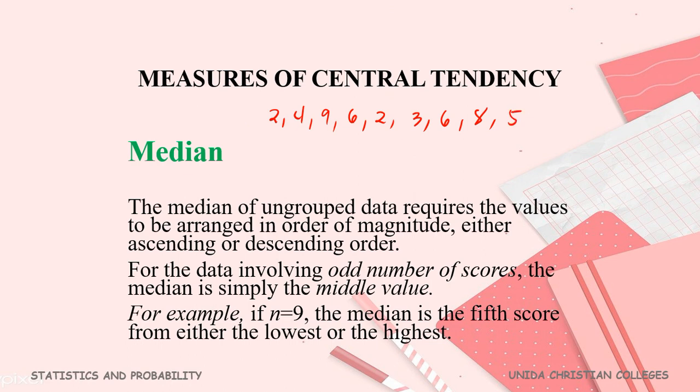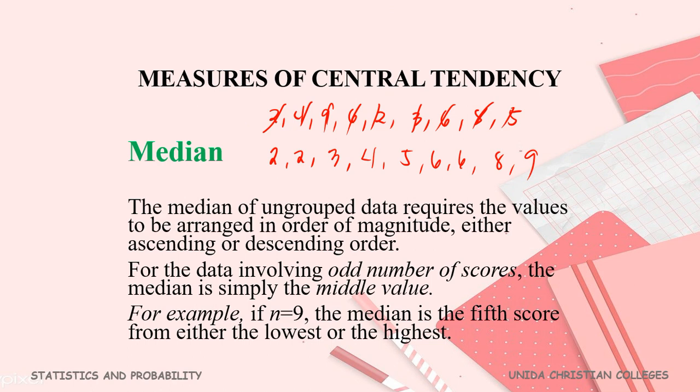Of course, we need to arrange it first into ascending order. So, we have 2, 2. Ayan, cancel na natin siya. Next, we have 3. Next is 5. I know, 4 muna. We have 4. Next is 5. Next is 6, 6. And then we have 8. And then we have 9. Ayan. So, 2, 4, 6, 8, 9.